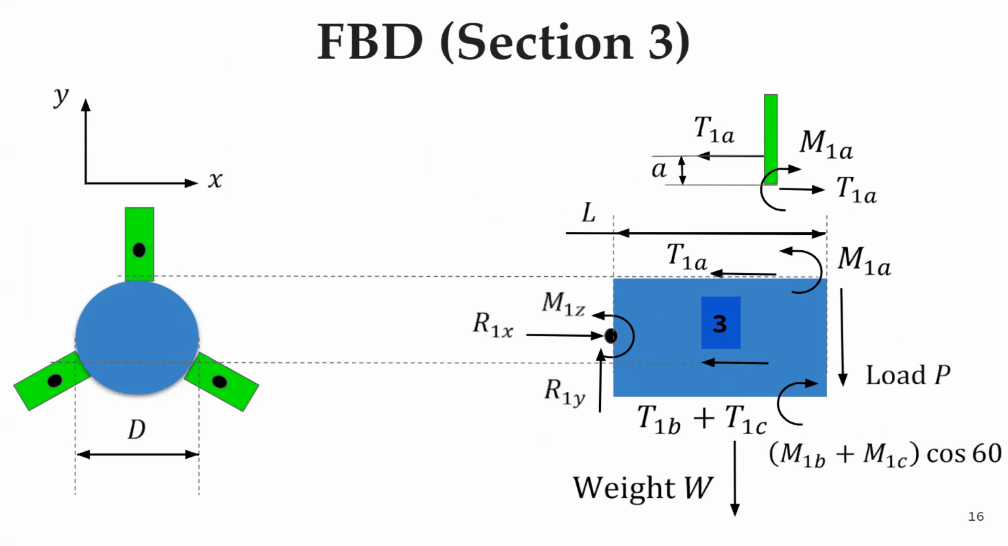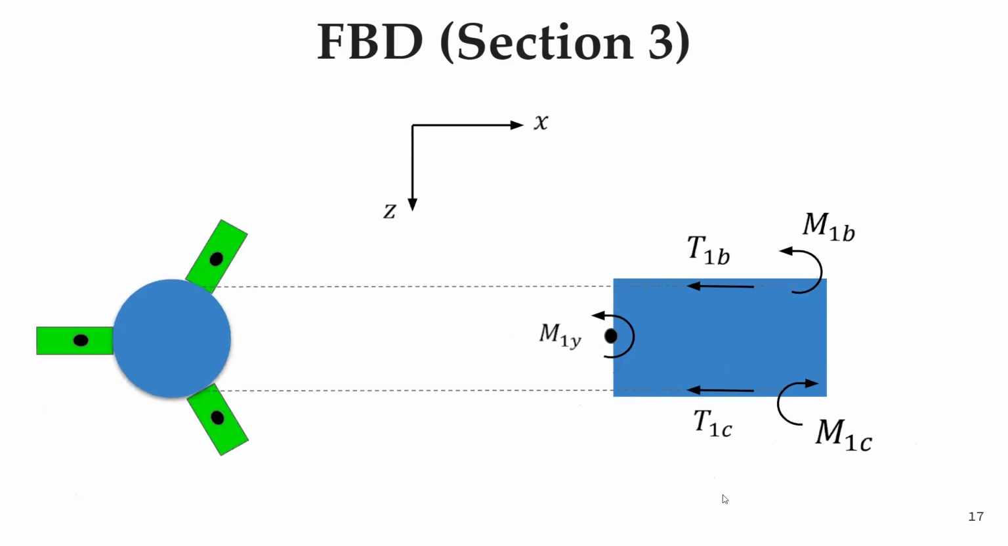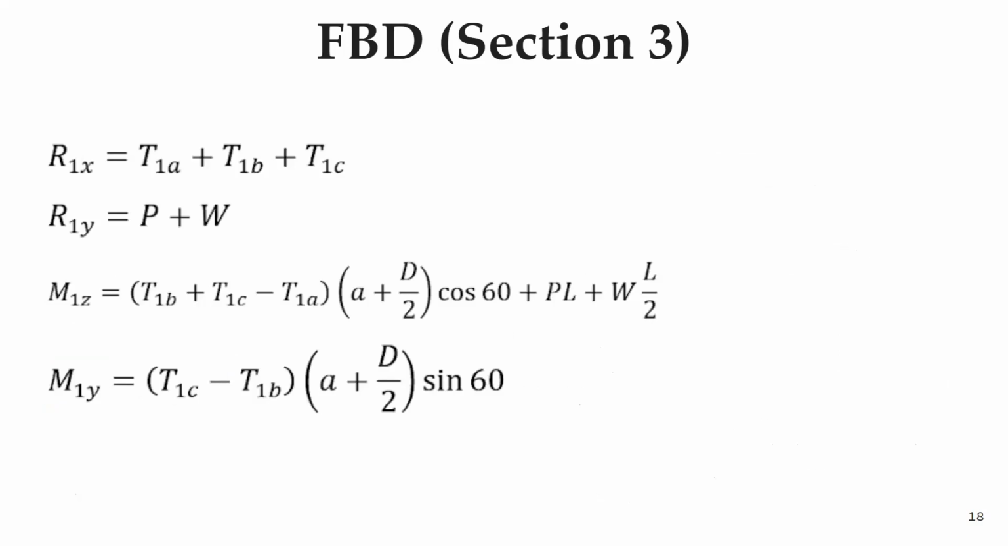Next, we start with the free body diagrams. This is section three of the robot. This is the last section from the base. And as you can see, the load applied at the end is P. The R denotes the reaction forces, M denotes the moment, T denotes the tension in the strings, and W is the weight. And this was the XY plane, and similarly in the XZ plane. And the required equations are these.